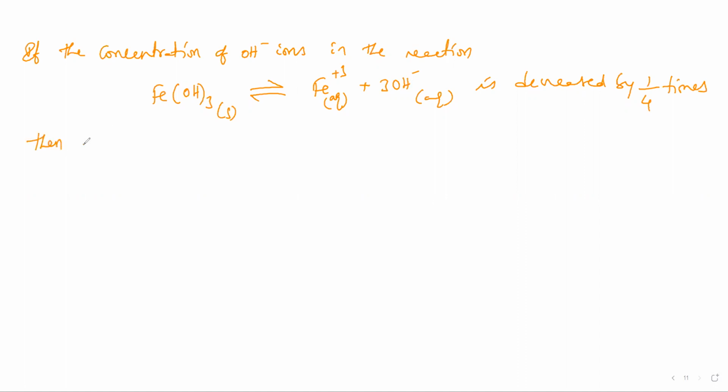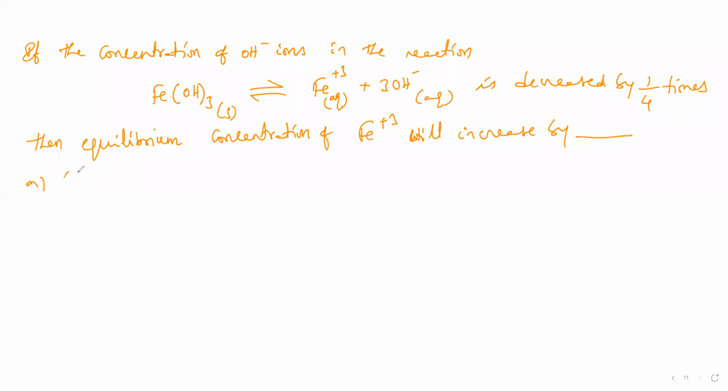Then the equilibrium concentration of Fe plus 3 will increase by, the options given are A 64 times, then B 4 times, C 8 times, D 16 times. So this is the question.